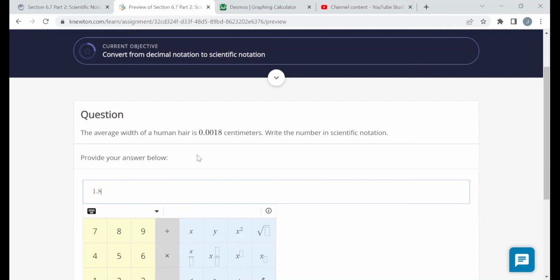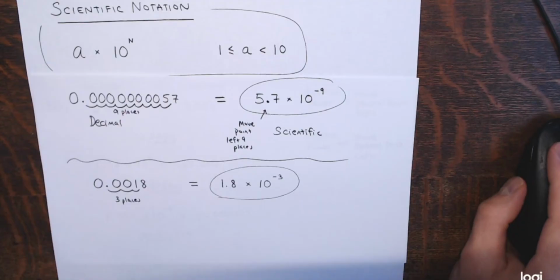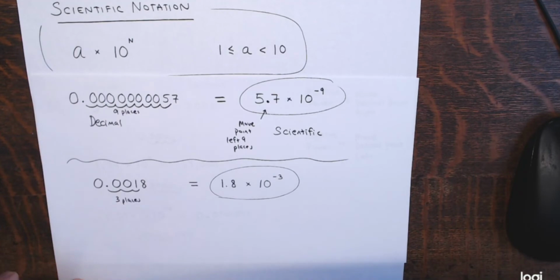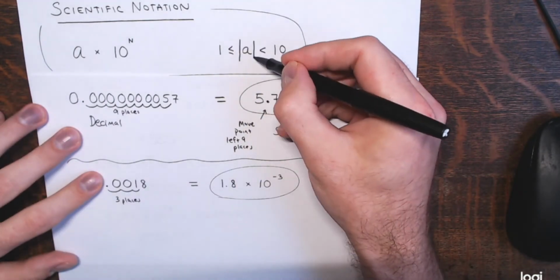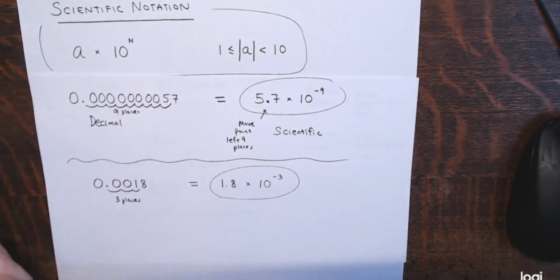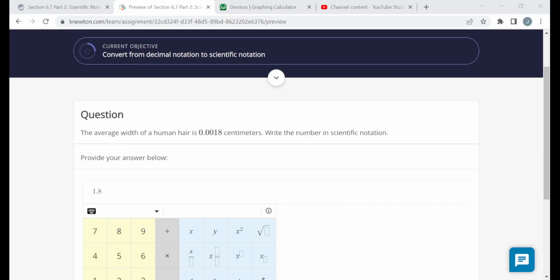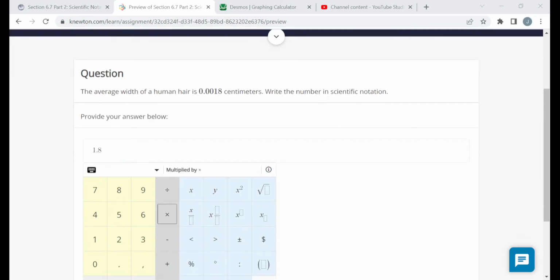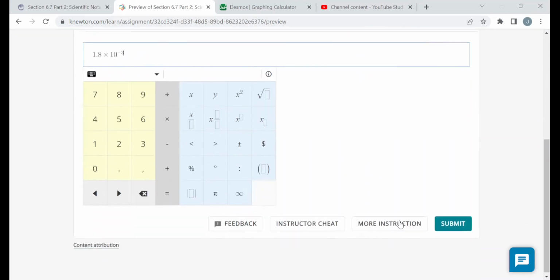Now, of course, the number can also be negative, right? I know I mentioned the number has to be from 1 to 10. So really, I should say the absolute value of the number. The absolute value of the number A has to be from 1 to 10, because it can be negative. But still, we got 1.8 times 10 to the negative 3rd, which would move the decimal point back 3 places, left 3 places, to give me 0.0018.